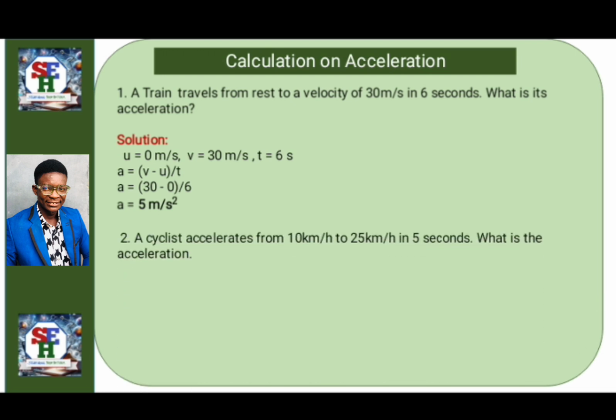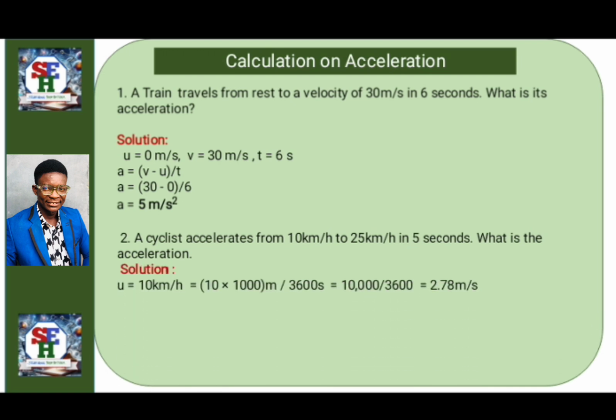A cyclist accelerates from 10 kilometers per hour to 25 kilometers per hour in 5 seconds. What is the acceleration? Now, I want you to take note of this problem. This is more advanced as compared to question number 1. Now, what we are going to do here is very simple. I don't want you to be afraid of it. It's still very simple. This conversion, you will see how we delve into it and you will see the clarity.